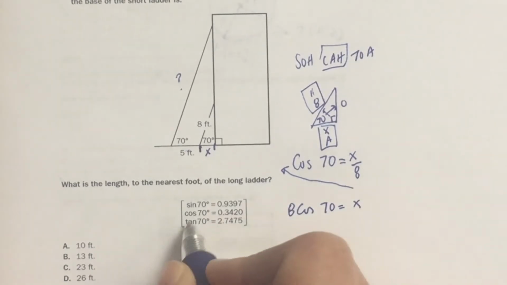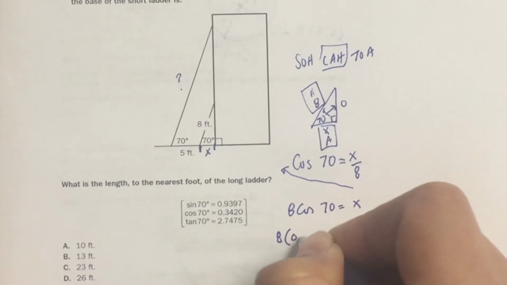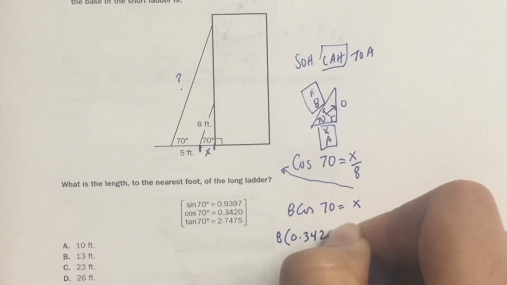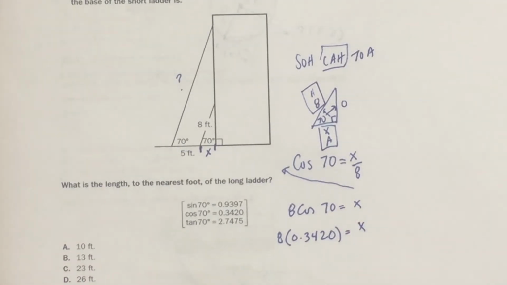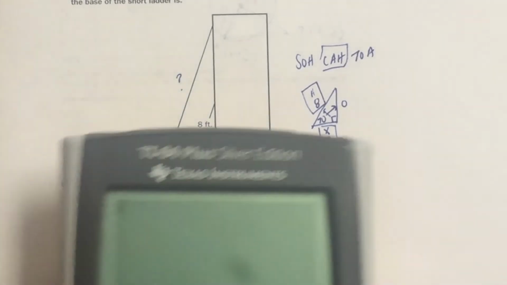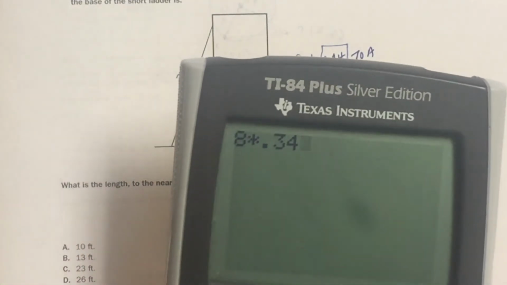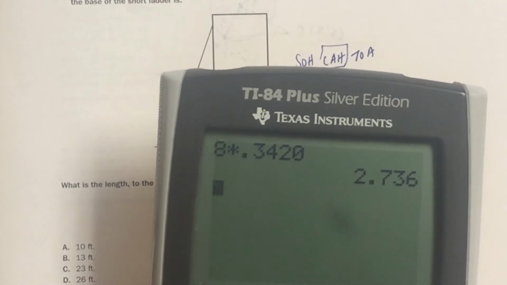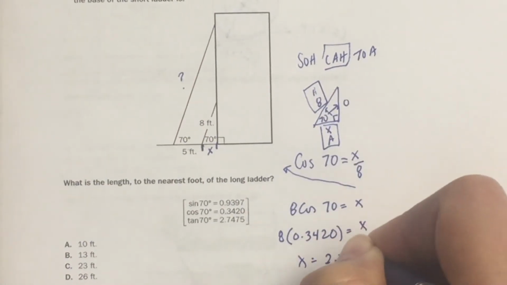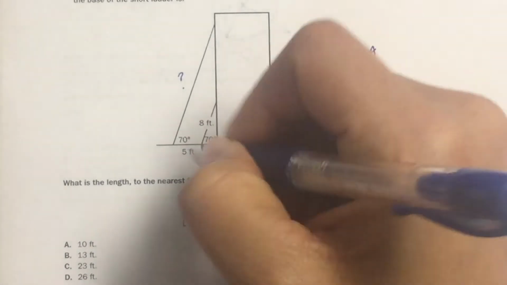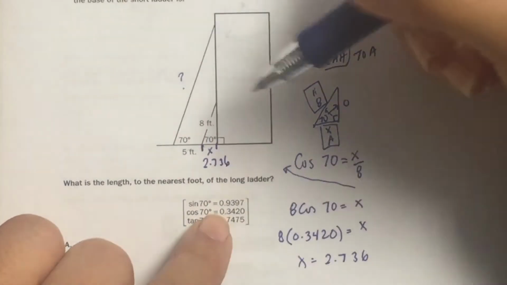And they're telling you that cosine 70 is 0.3420. So it's 8 times, and you're using the number they give you so that you get the correct answer, X. So you're just going to punch that into a calculator. 8 times 0.3420. So you're going to get 2.736. So X is equal to 2.736.